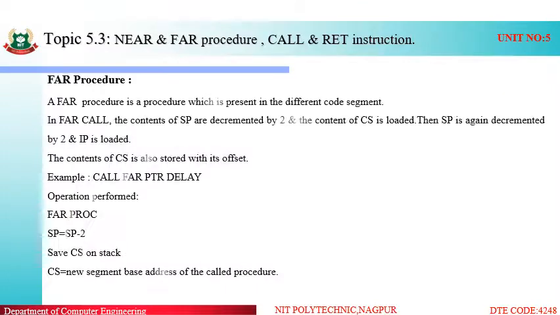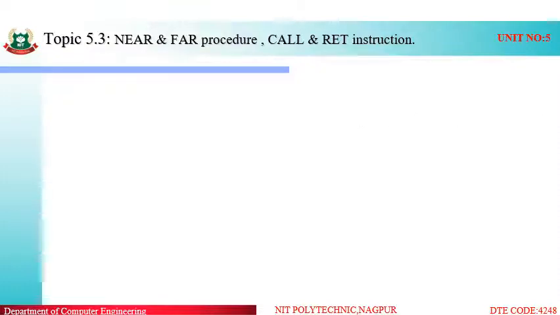Now coming to far procedure. A far procedure is a procedure which is present in a different code segment. That is, the main program is present in a different segment and our procedure is placed in a different segment. This type of procedure is called a far procedure. So in case of far call, the stack pointer is decremented by 2 and the content of the CS is loaded. This part is not very important, so we can skip that.